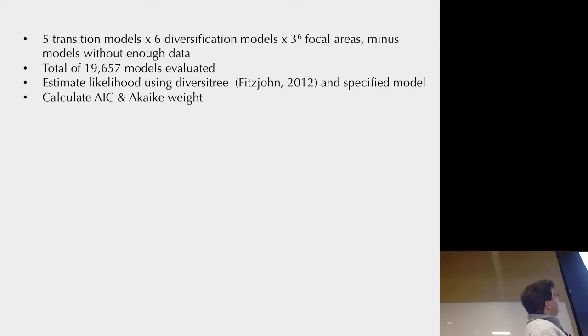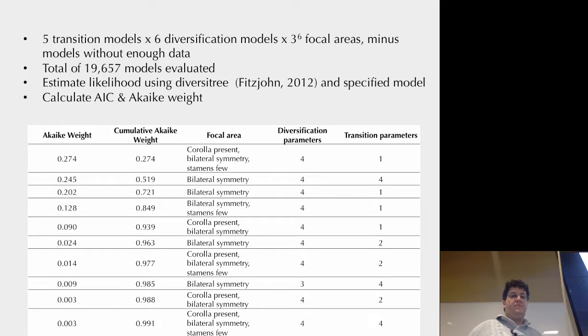Okay, and so what we did was estimate the likelihood using diversity in a particular model. Right, so we wrote a script to do this and loop over all those different models. Okay, and then calculate AIC and Akaike weight. Okay, and here are the results. And so it tells us which focal areas are important in the models.